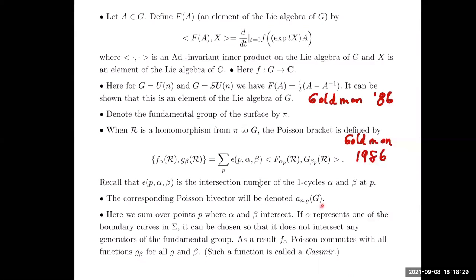Notice that if alpha represents one of the boundary curves, suppose Sigma has a boundary and alpha represents one of the curves in the boundary, then it can be chosen so it doesn't intersect any of the generators of the fundamental group of the surface. So that means that F_alpha, in that case, Poisson commutes with all the other G_beta.